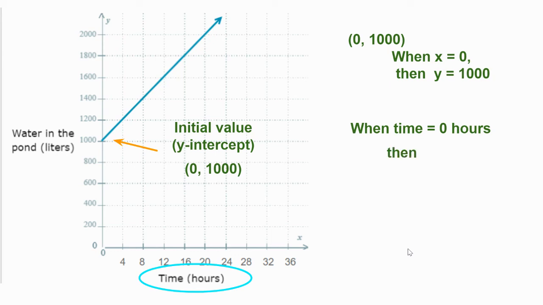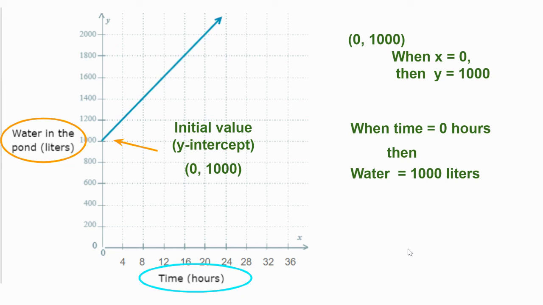Let's look at the y. That's the water in the pond in liters, and it looks like it's increasing, so we're filling water into a pond. The water is at 1000. So when we started filling, we already had 1000 liters in the pond. When the time was 0, the water was 1000 liters. That's all it means in terms of this problem: at the start, when the time, our x, was 0, the water was at 1000 liters.